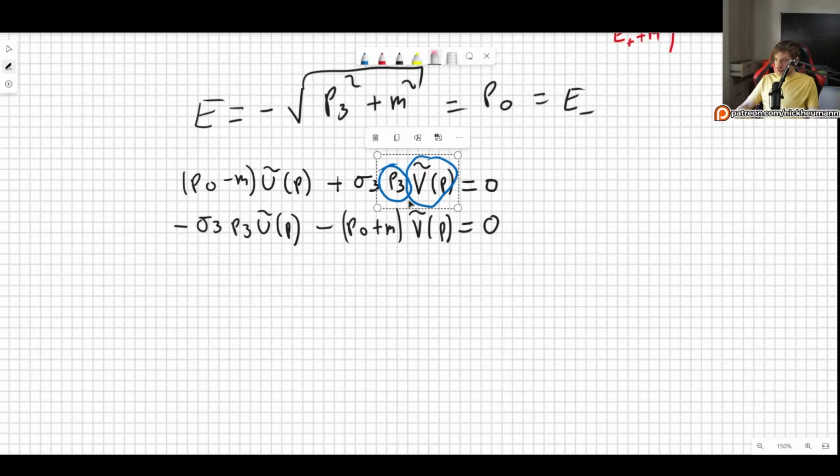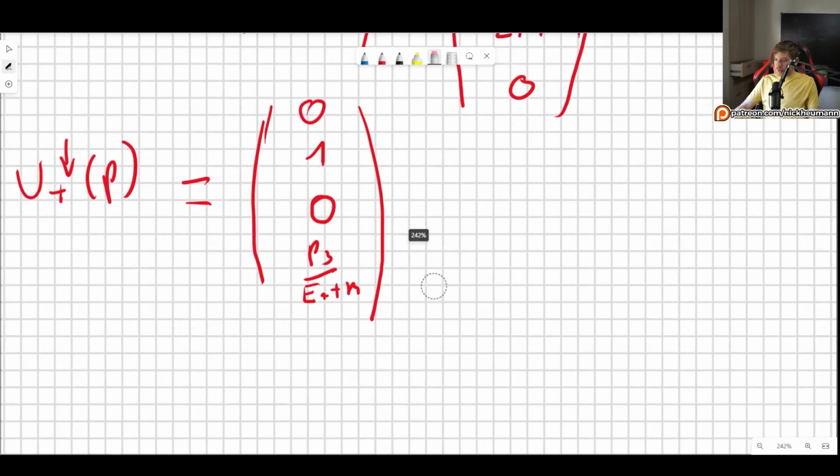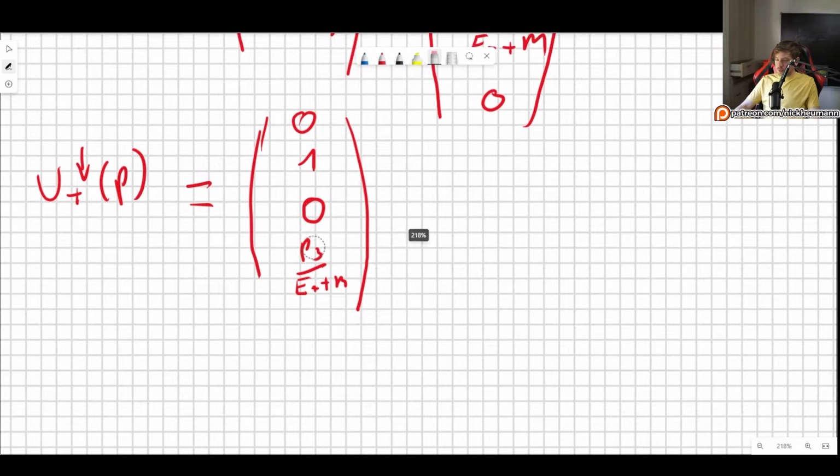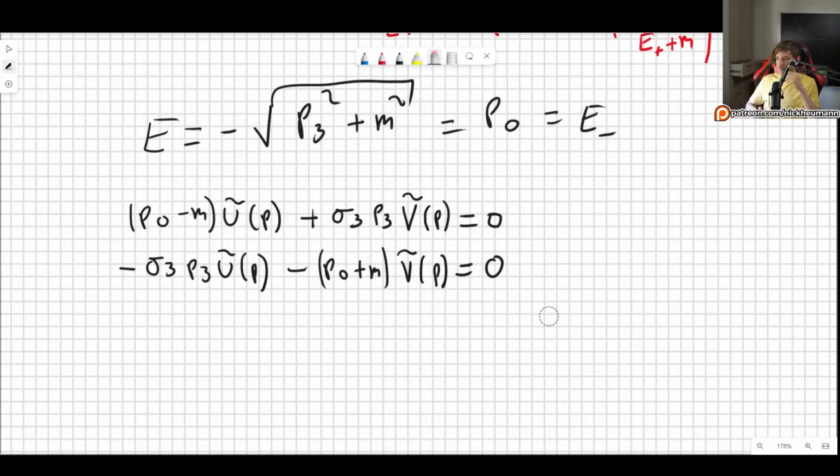And by the way, you can also see quite easily that this condition did hold previously, right? We said the same here. If P3 is 0, then V tilde, which is this part, is 0, because P3 is 0. Okay, so that condition did hold before, just making sure that everything is making sense. So from here, we can solve for U tilde.